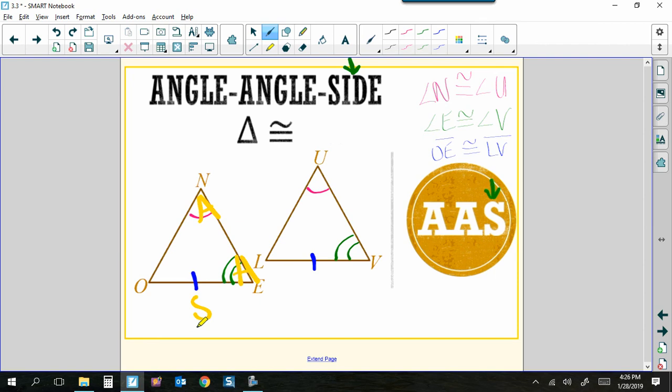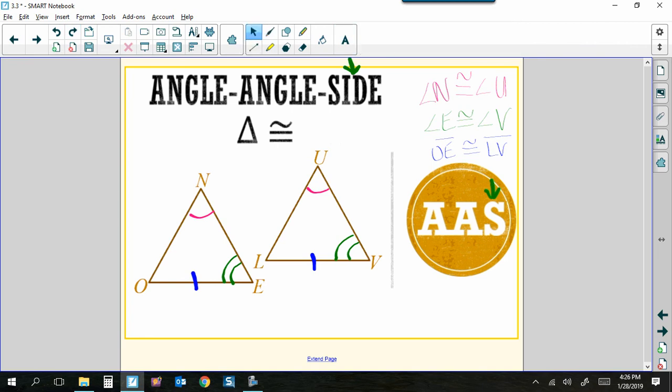Side angle angle is one that pops up a lot. If you had side angle angle, I would not mark that wrong. It means the same thing as angle angle side. You will just not see it written officially that way. It's always going to go angles first. Not sure why, probably alphabetical. So those are your 4 congruency criteria that you're going to be learning in this lesson.